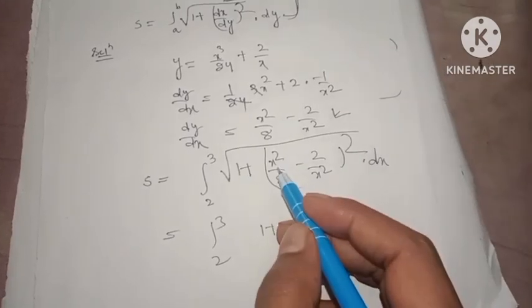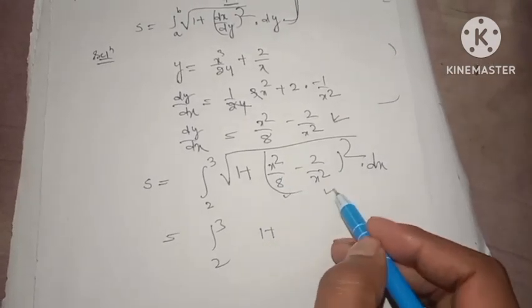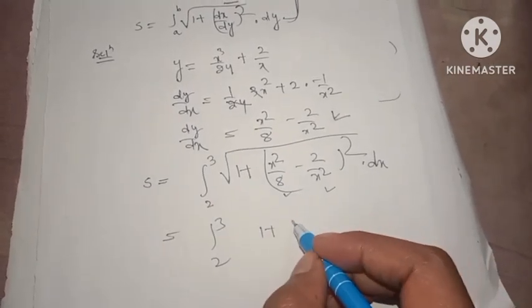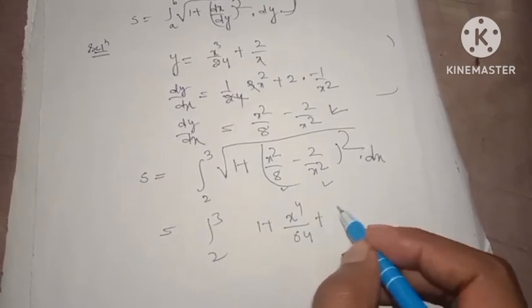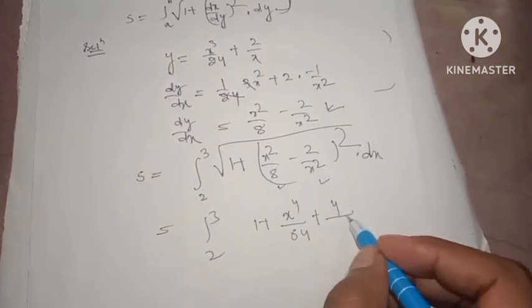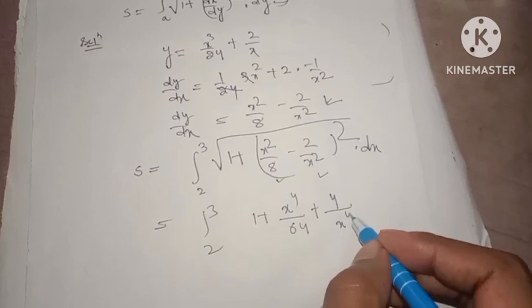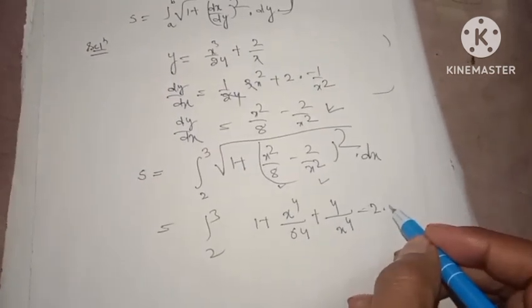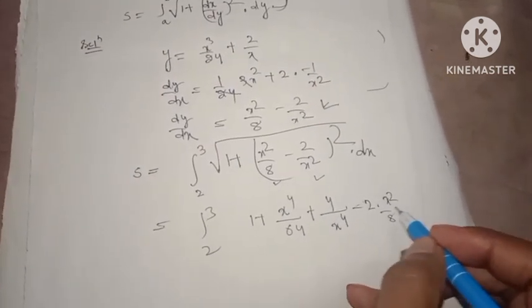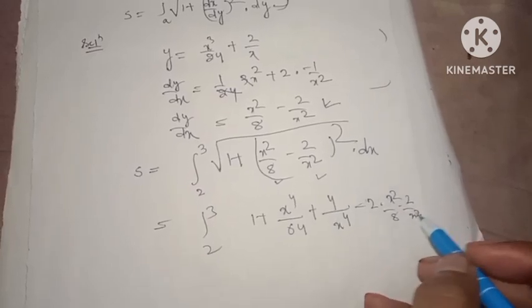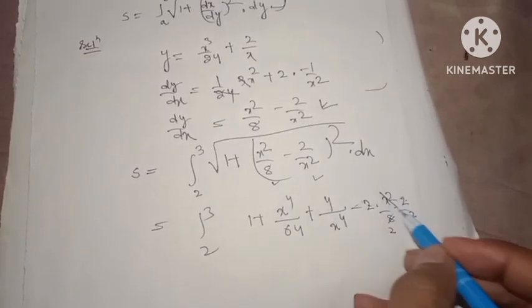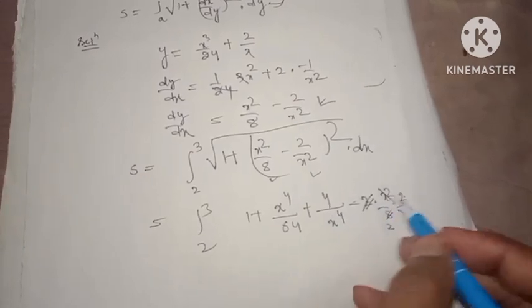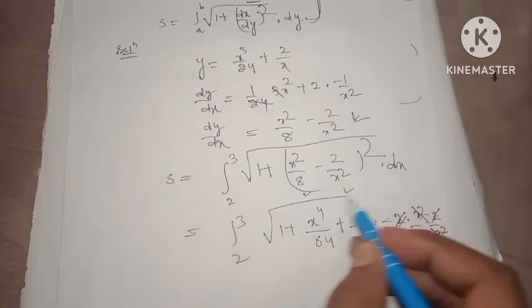So from 2 to 3, 1 plus, here this is a, this is b. What is the a minus b whole square formula? a square means x square by 8 whole square equal to x to the power 4 by 64, plus b square means 2 square equal to 4 by x square square, minus 2 into a, x square by 8, into b, 2 by x square, and 2 into 2 equal to 4. 4 and 2 cancel so 2 remains, then x square cancels, then only 1 by 2 remains. This is under the root.